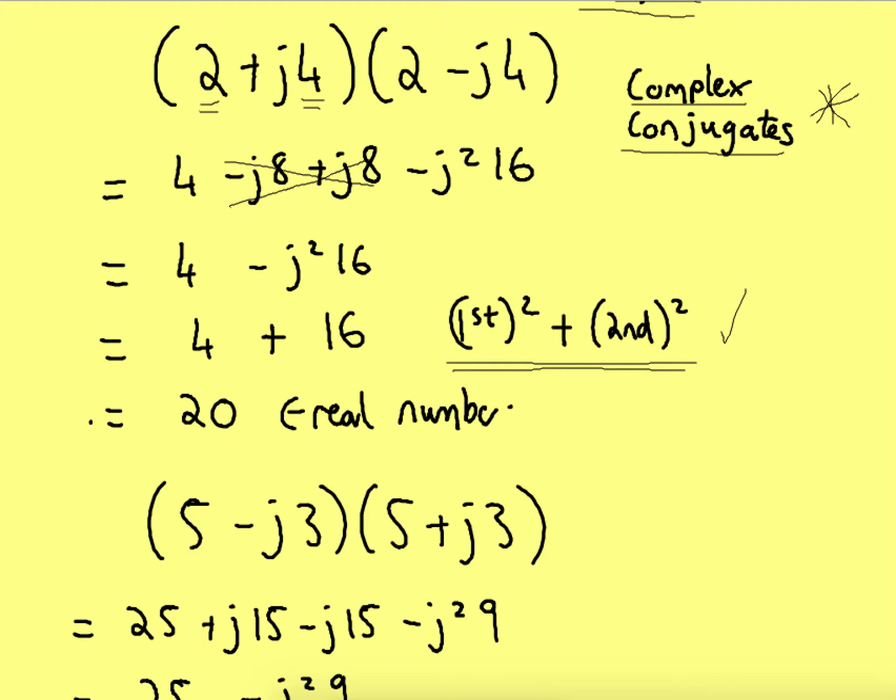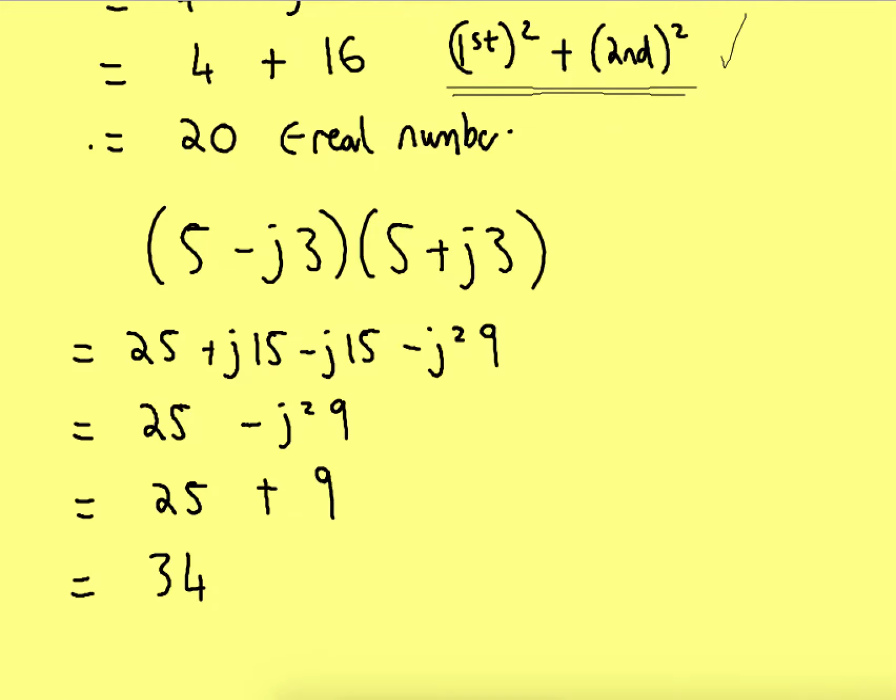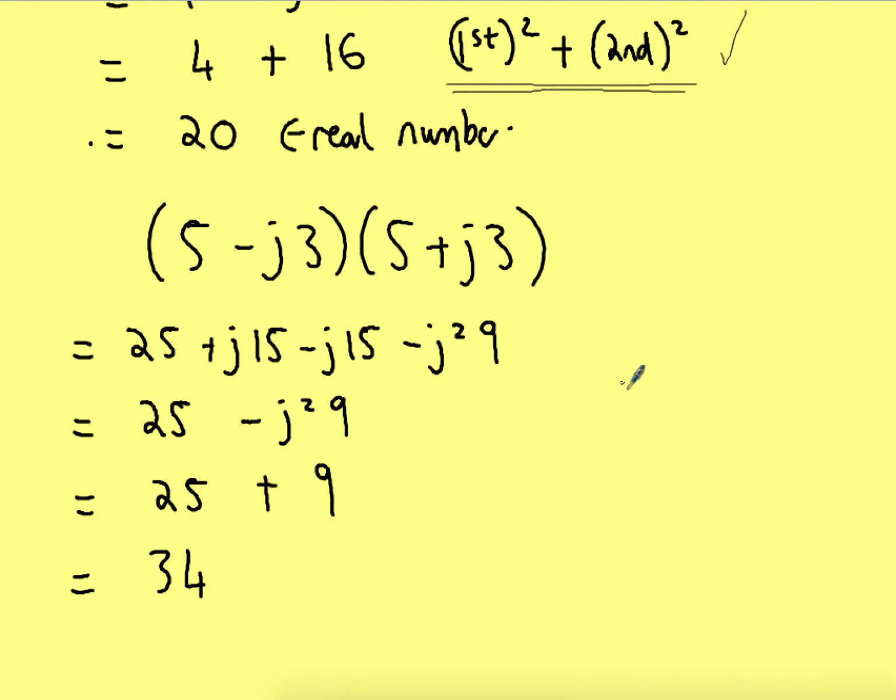Let's do the same again. This time 5 take away j3 is my original complex number. This would be its complex conjugate, because I've swapped the takeaway sign for an add sign. Now, you multiply out the brackets as normal. Same thing happens. Your middle terms always cancel out.